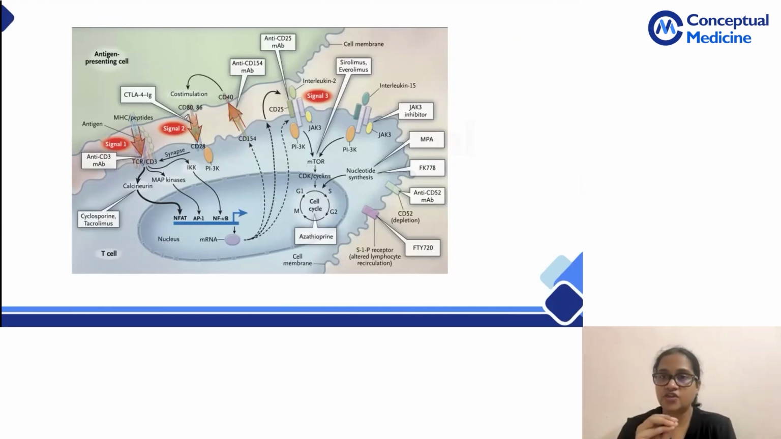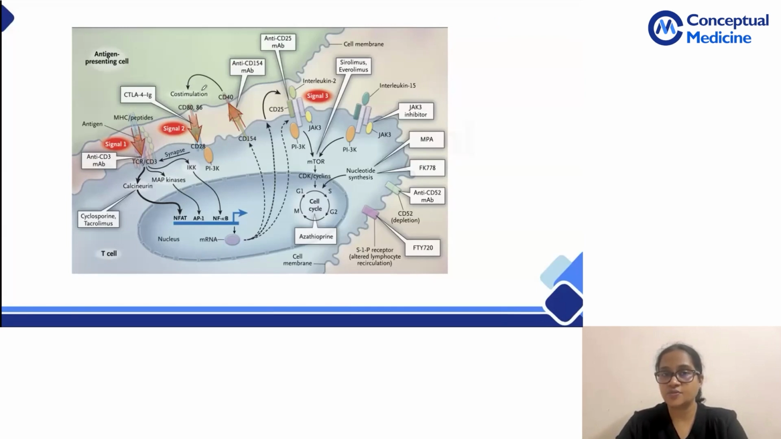So to avoid a rejection, where all can we intervene? If you want to intervene at the T cell receptor itself, we can't do anything about the antigen presentation. The donor antigen is already there. So for signal 1, you have to use anti-CD3 monoclonal antibodies. They can be anti-thymocyte globulin, the ATG, all of which can act at the T cell presentation level itself. Then you have the calcineurin pathway, which can be attacked by cyclosporin and tacrolimus, which will go and inhibit the calcineurin pathway.